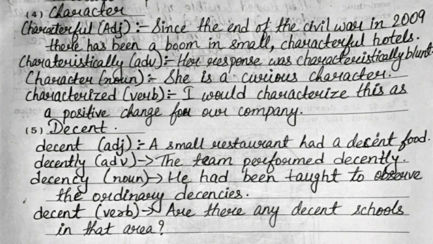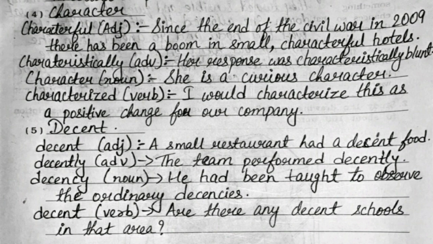The fourth word is character. Characterful is the adjective. Since the end of the Civil War in 2009, there has been a boom in small characterful hotels. Characteristically is the adverb. Her response was characteristically blunt. Character is the noun. She is a curious character. And characterized is the verb. I would characterize this as a positive change for our company.